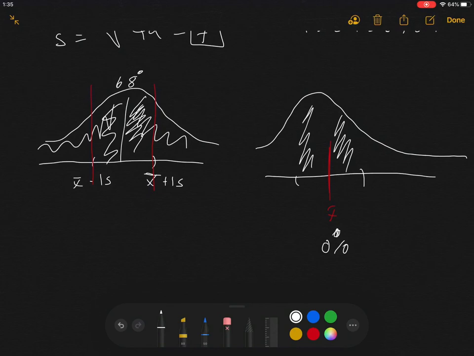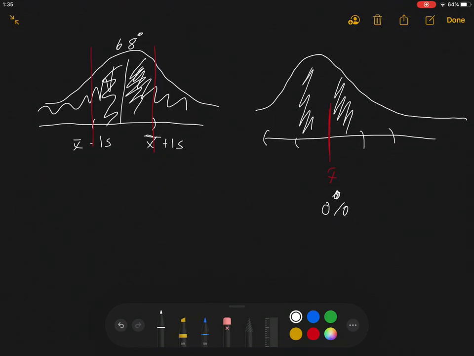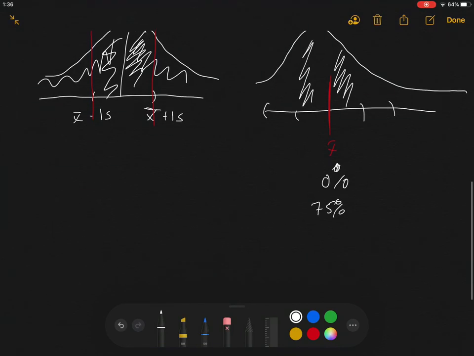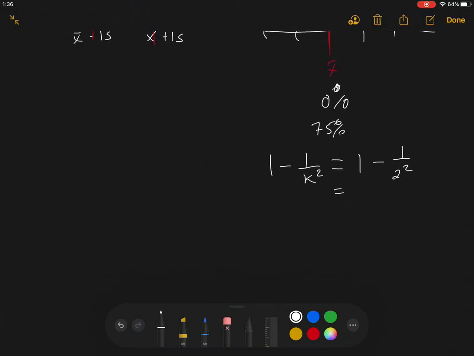Something greater than 0%. And then within 2 standard deviations, for not necessarily bell-shaped curves, we'll have 75% of the population. And we find this by using this calculation, 1 minus 1 over k squared. So if you think about it, 75%, where do we get that? Well, 2 standard deviations away would mean that we have 1 minus 1 over 2 squared, which is equal to 1 minus 1/4. 1 minus 1/4 is 3/4. That's how we got the 75%.